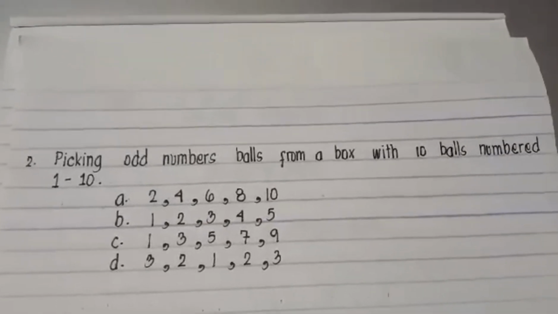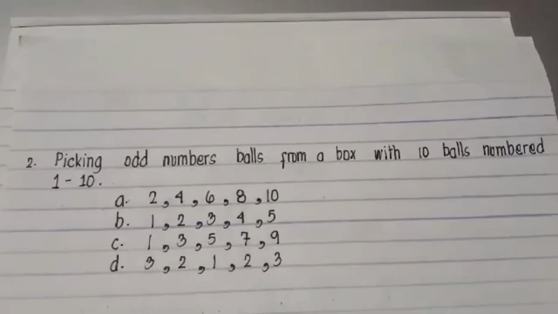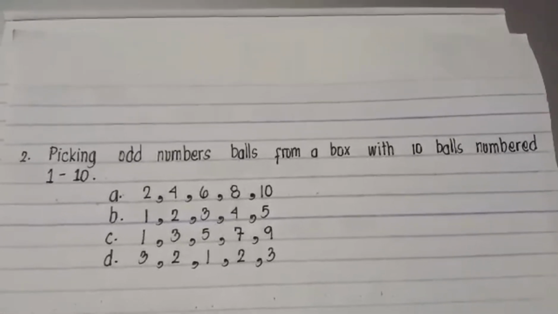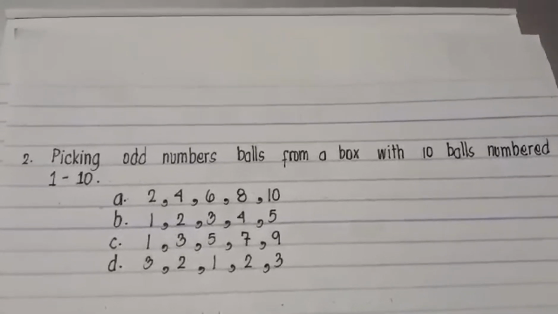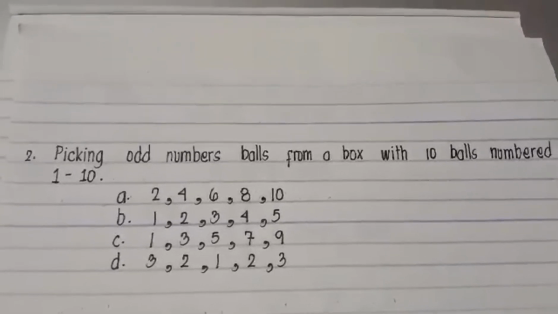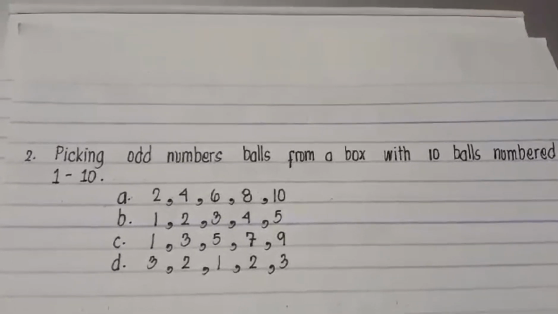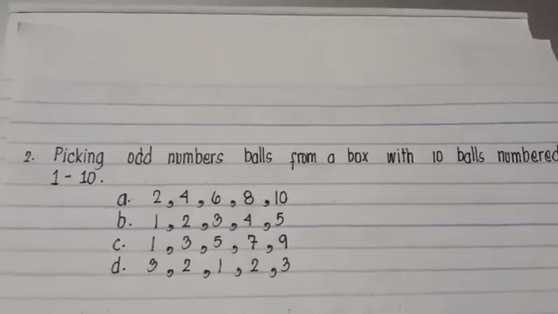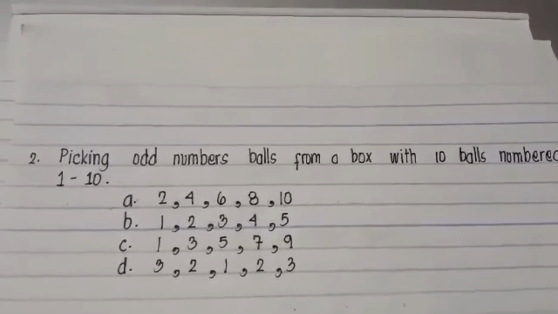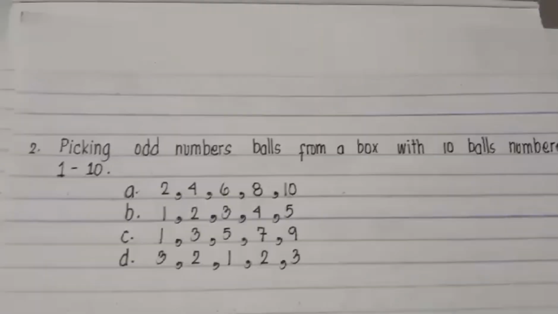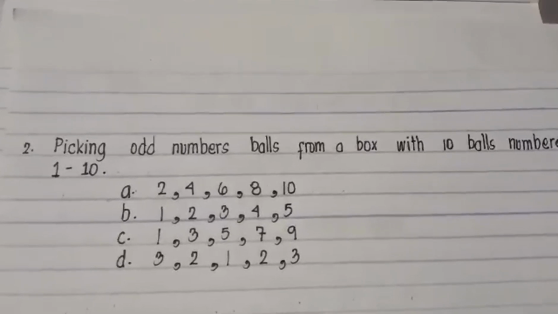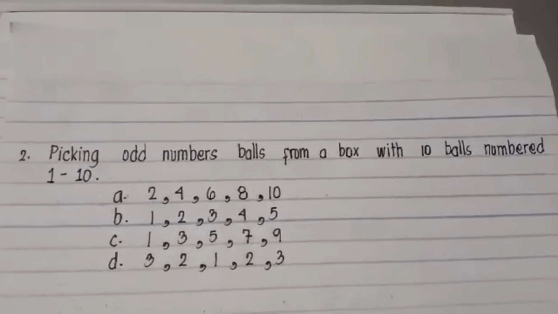In experiment number 2, picking odd number balls from a box with 10 balls numbered from 1 to 10, we have 10 possible outcomes: 1, 2, 3, 4, 5, 6, 7, 8, 9, 10. A is 2, 4, 6, 8, 10. B is 1, 2, 3, 4, 5. C is 1, 3, 5, 7, 9. D is 3, 2, 1, 2, 3. Again, we are looking for the sample space in picking odd number balls only from a box with 10 balls numbered from 1 to 10.